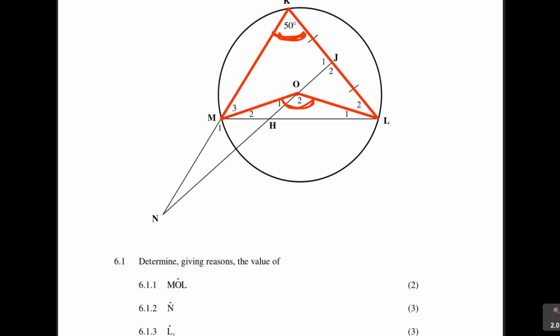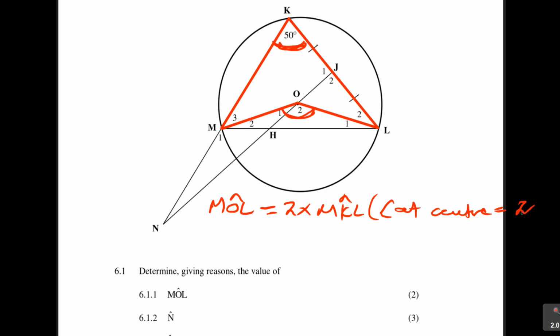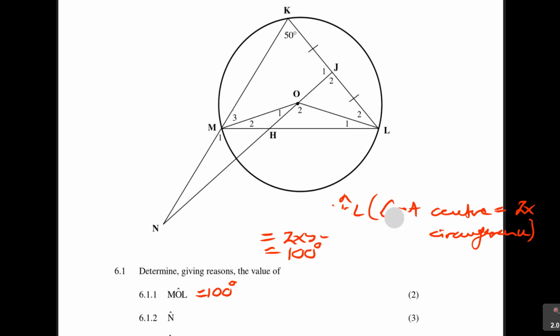So when you are solving this for MOL, you are saying MOL is equal to 2 times MKL. And then what is it? Angle at center is equal to 2 times angle at circumference. The next one, which is equal to what? 2 times 50, which is equal to 100. So MOL is 100 degrees. Okay, that makes sense. That is correct. That was not difficult.